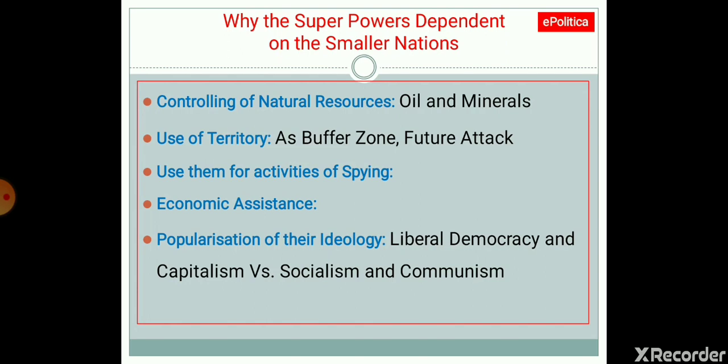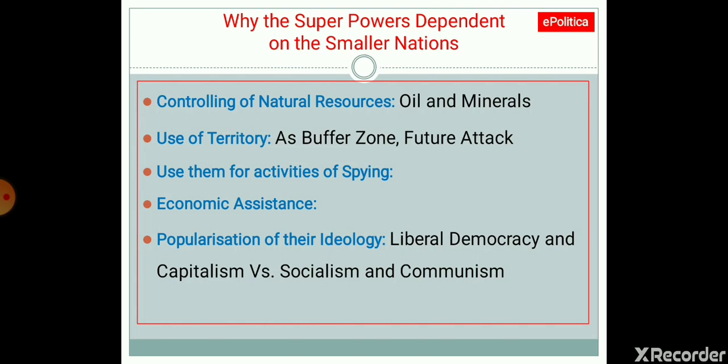The next one was use them for activities of spying. These smaller countries were also used by the big countries to get information from the other superpowers. So this spying has been considered one of the important activities of international relations. So to use these smaller countries in the business of spying, the big countries were dependent on them.